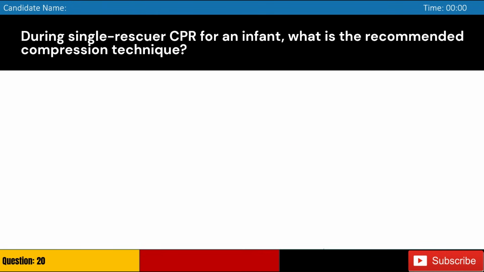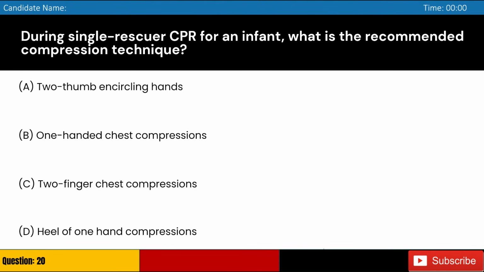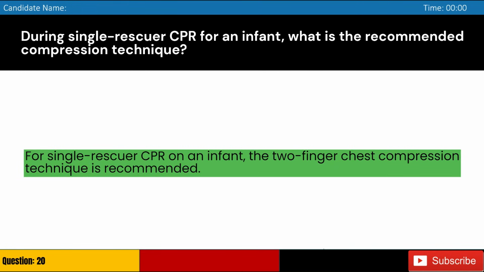During single rescuer CPR for an infant, what is the recommended compression technique? A. 2-thumb encircling hands. B. 1-handed chest compressions. C. 2-finger chest compressions. D. Heel of 1-hand compressions. Answer, C. For single rescuer CPR on an infant, the 2-finger chest compression technique is recommended.